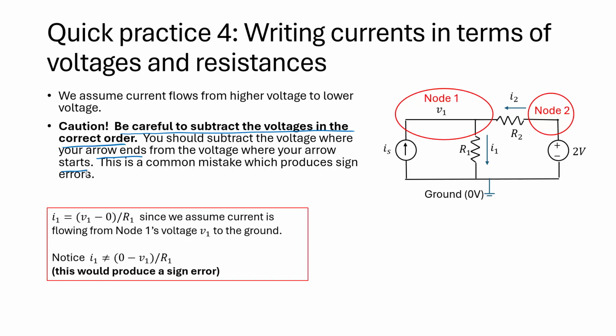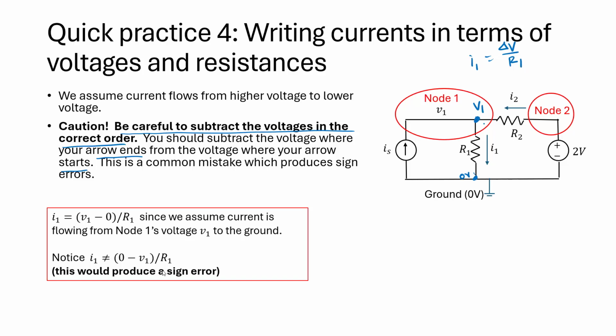Here's a couple quick examples. Let's take a look at current I1 in this circuit shown. We know that our current I1 is flowing from our node voltage V1 down to the ground, which is sitting at 0 volts. And so by Ohm's law, we know that our current I1 must be equal to the voltage change, or delta V, divided by R. Basically, the voltage difference across these 2 points divided by the resistance R1.